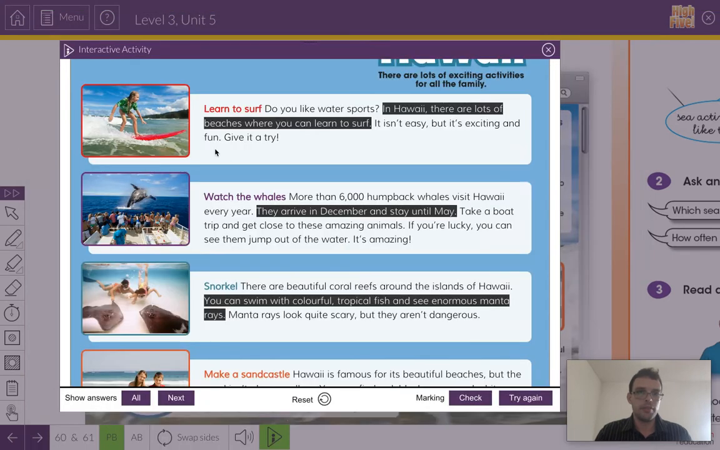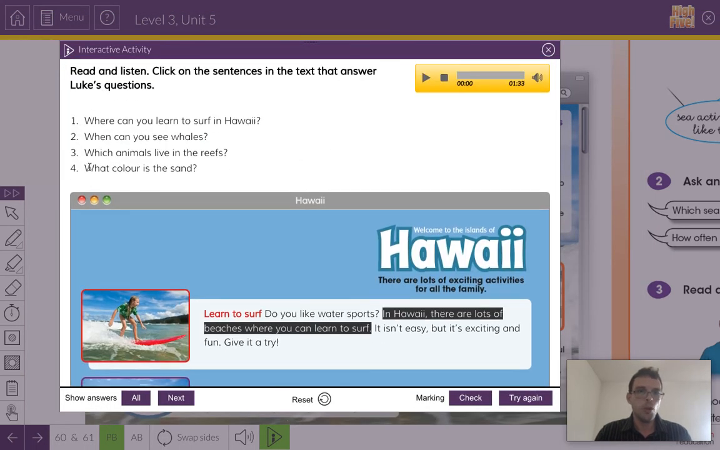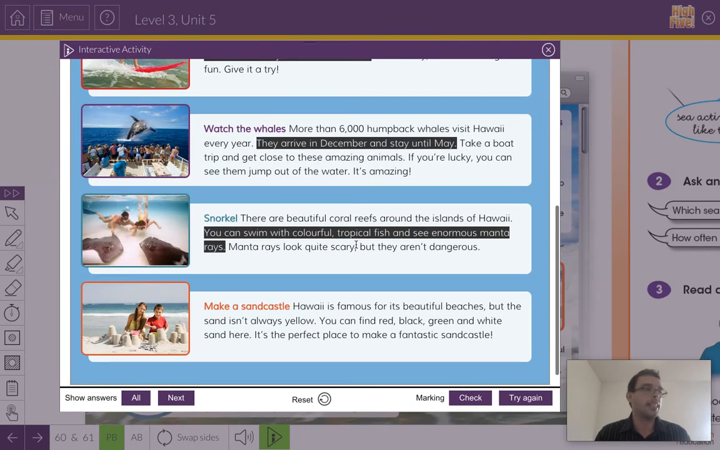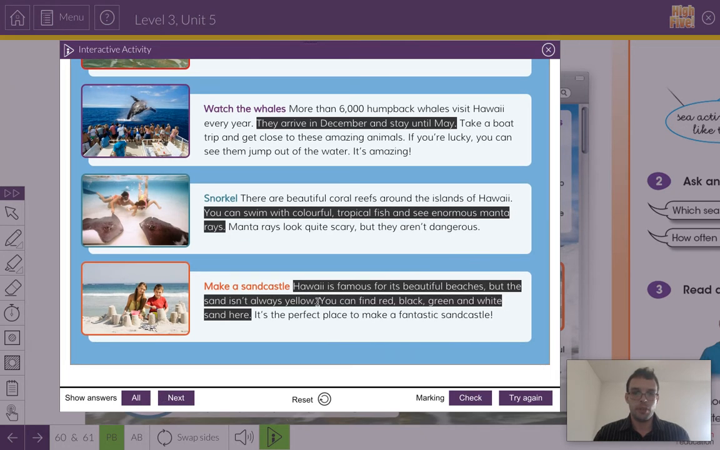And our last question, what color is the sand? Well, I think that's an easy answer, but let's find it in the text. Hawaii is famous for its beautiful beaches, but the sand isn't always yellow. You can find red, black, green, and white sand here. Is that the answer? Very good. But we're just going to copy this part here. Okay, what color is the sand? So we'll say you can find red, black, green, and white sand.